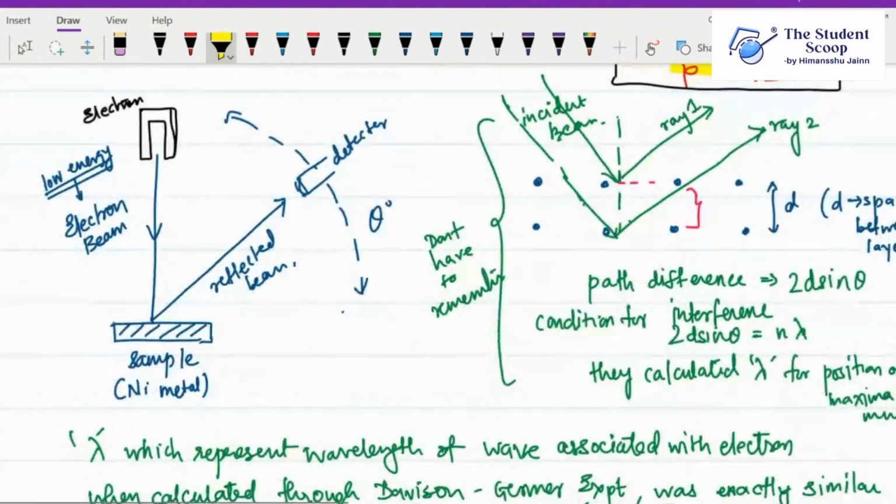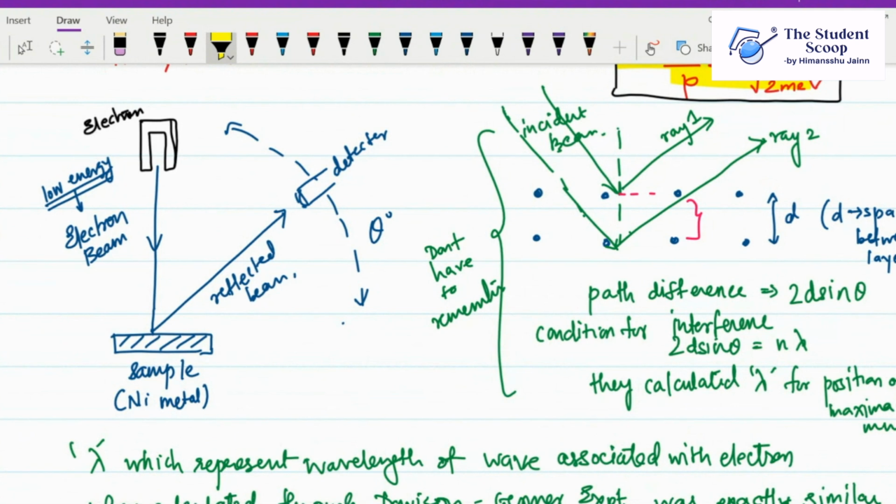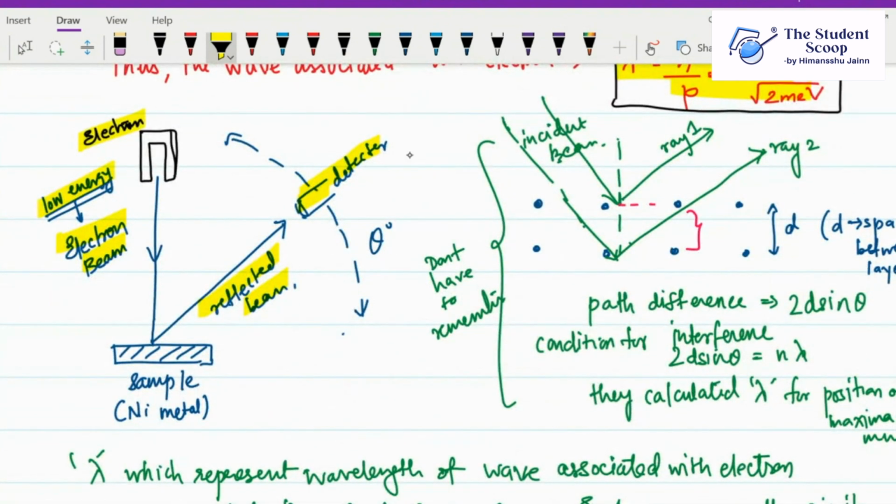Now the diffraction experiment setup was like this. They have electrons which can be accelerated and have low energy. Low energy because we don't want them to pass through the metal, but rather reflect off it. So the reflected beam is observed in the detector. What we saw is an interference pattern.